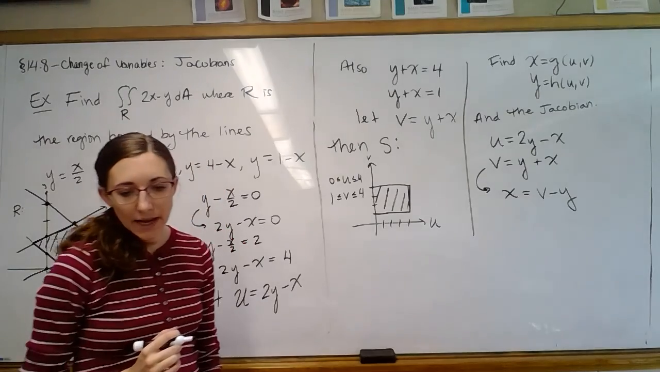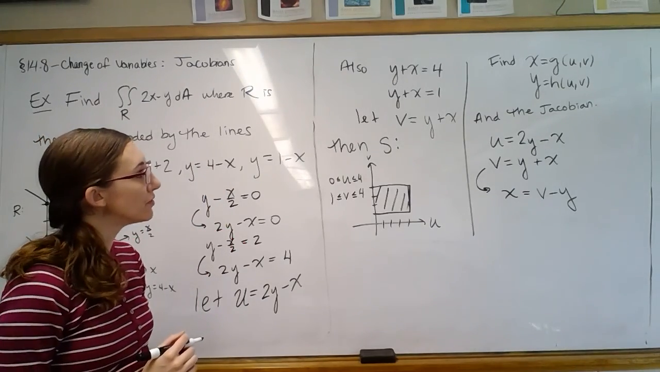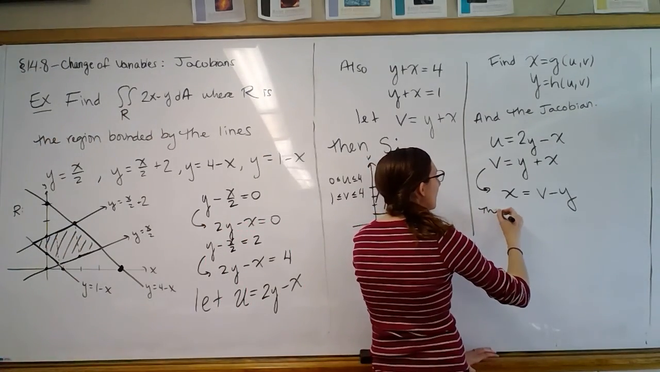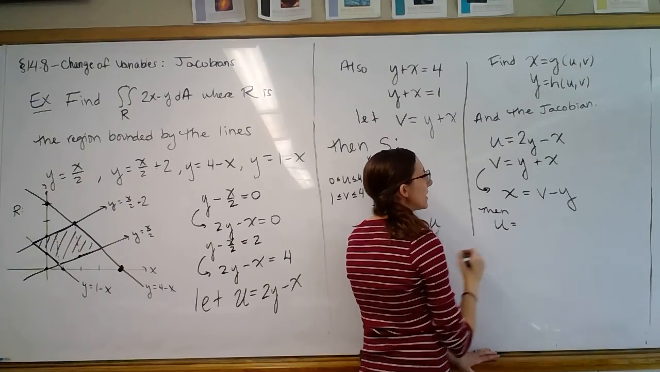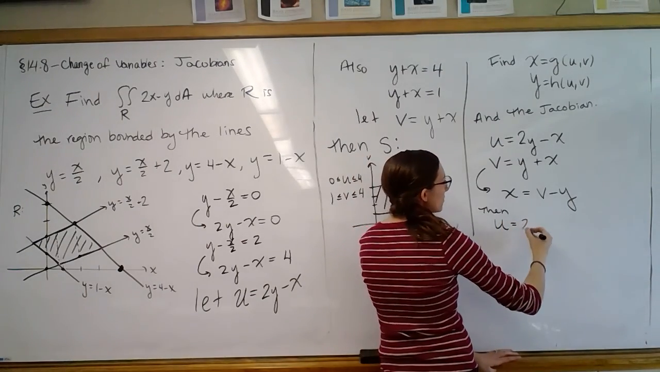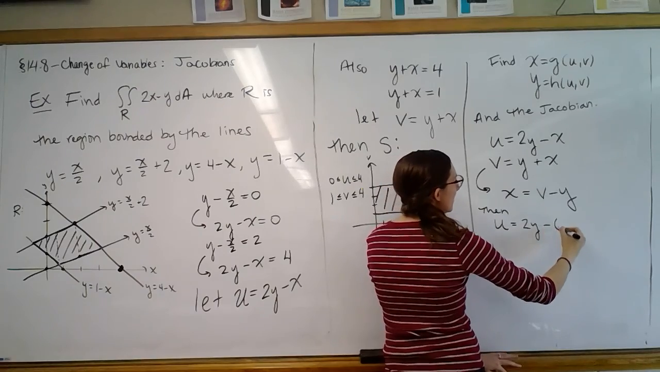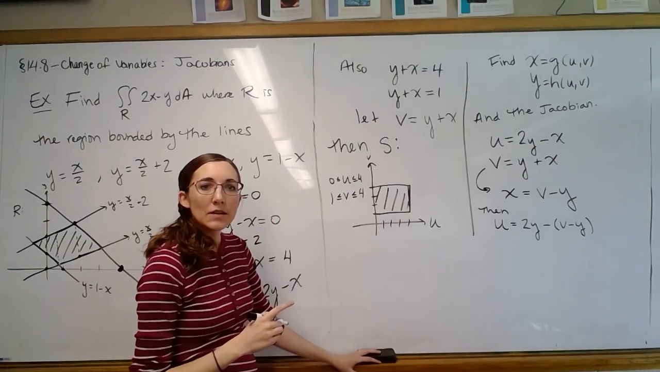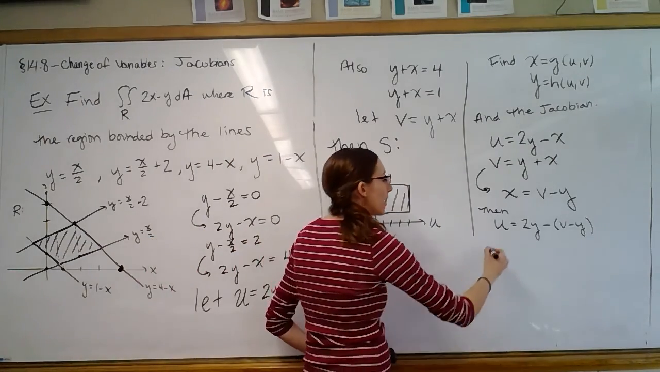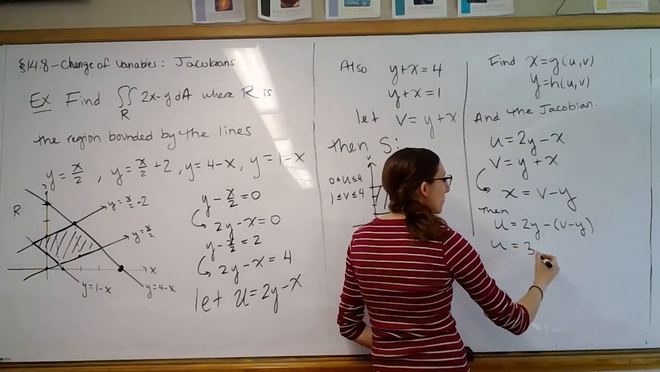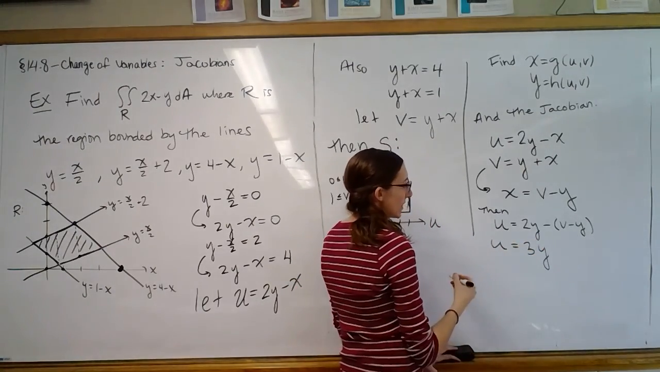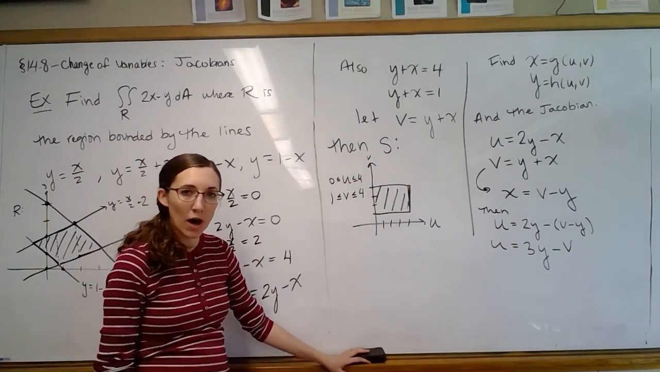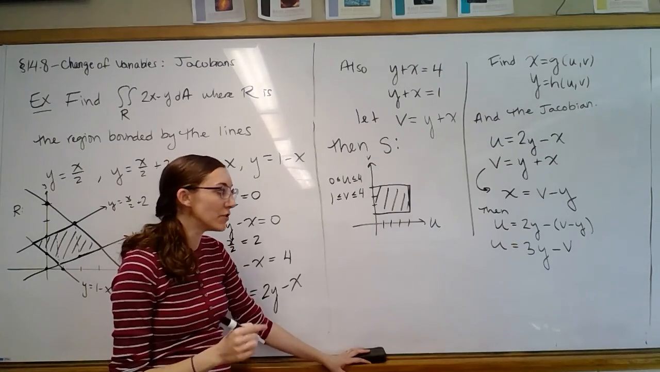And then let's take that and throw that into the top formula. The top formula says that u is 2y minus x. So this would be 2y minus (v minus y). Notice what we're going to get here. We've got u is really 3y, right? 2y minus a negative y is 3y, minus v. Then I can go ahead and solve for y. Notice I now have y as a function of u and v.